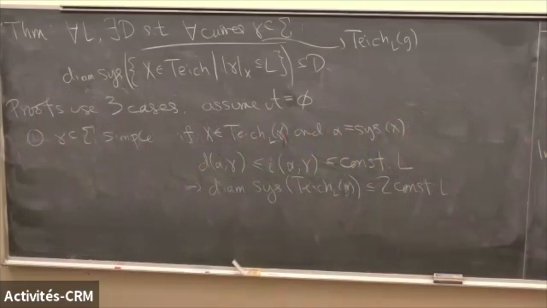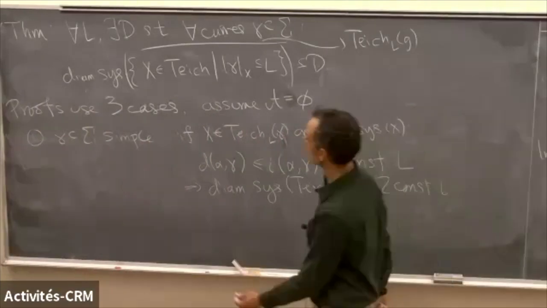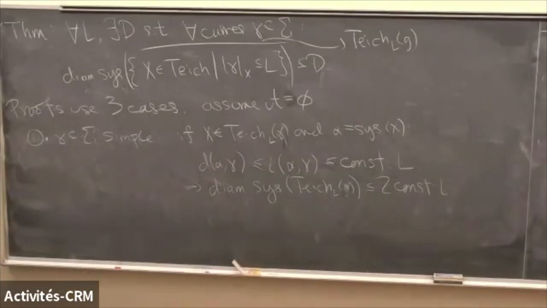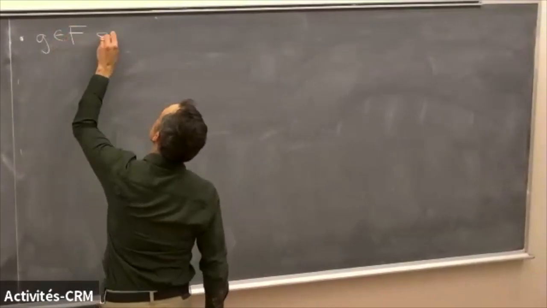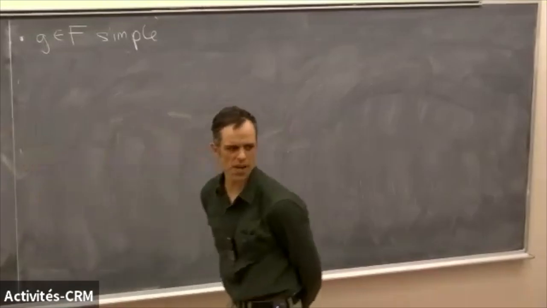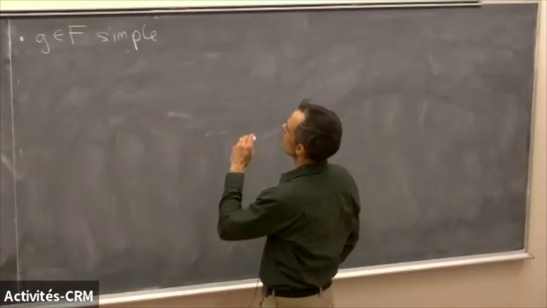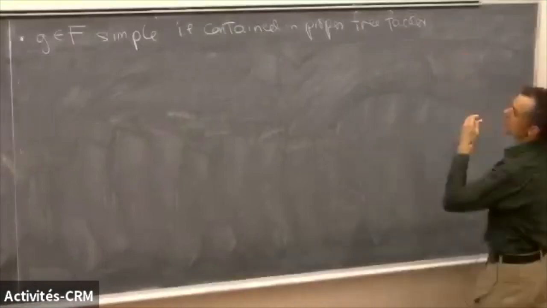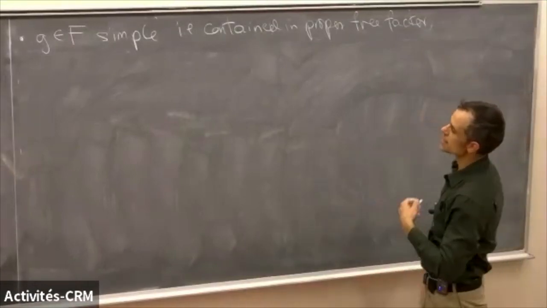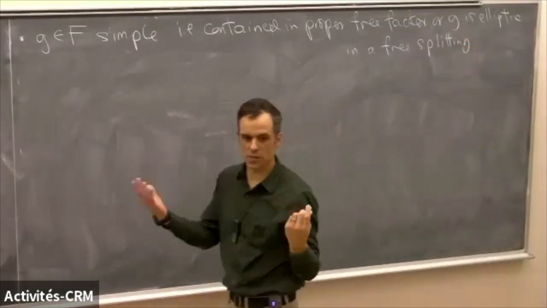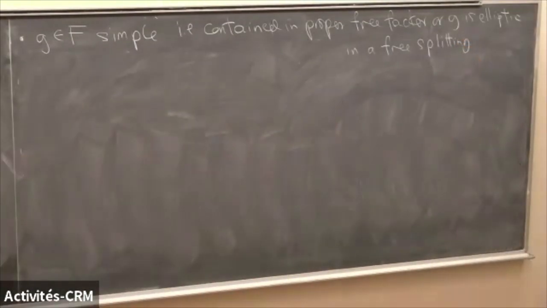Okay, simple enough, right? Okay, so let's do it now for free groups. Again, I'm going to look at simple elements first, and I'll suppose G is simple. So what does simple mean here in the context of free groups? Well, you can think about it in one of two equivalent ways. One, it's contained in a proper free factor. Or another way to think about it is that it acts elliptically in some free splitting of F, where a free splitting is just a Z splitting where all the edge stabilizers are trivial.